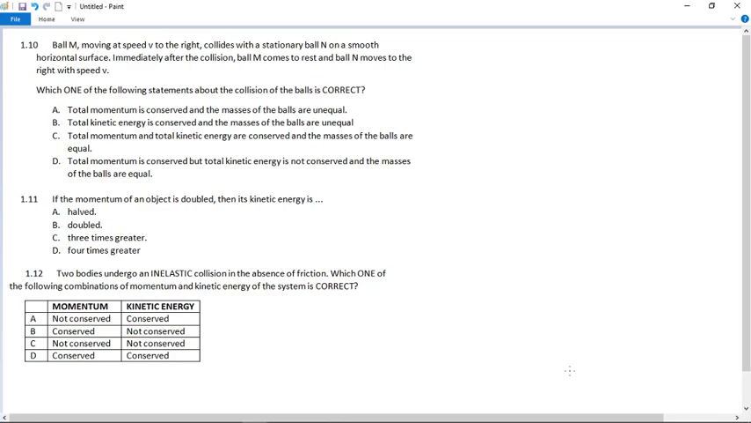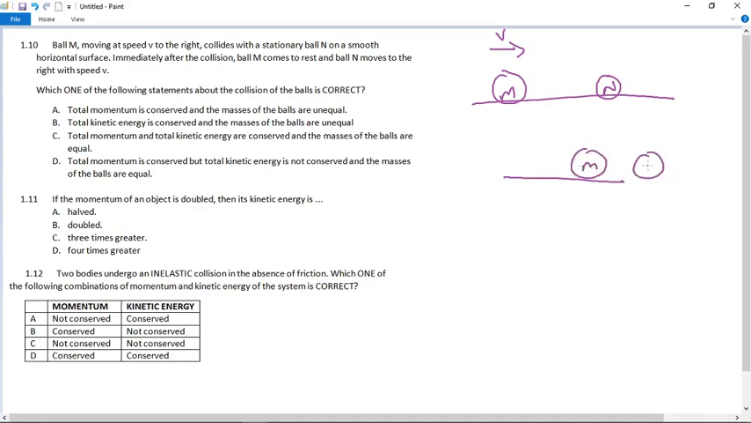Okay, now we've got some more balls colliding with each other. We don't have a picture, so let's make a picture. Ball M moving to the right at speed V collides with a stationary ball N on a smooth horizontal surface. Immediately after the collision, M comes to rest and ball N moves off with a speed V. So this one's momentum was mv, this one's momentum was 0, and after the collision this one's momentum is going to be 0, and this is going to be mv.